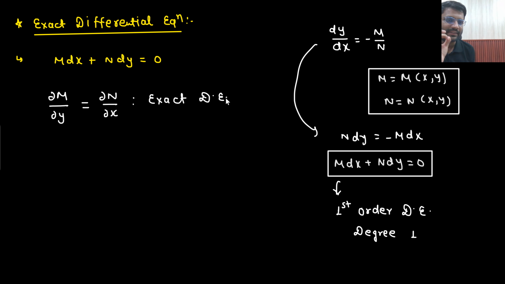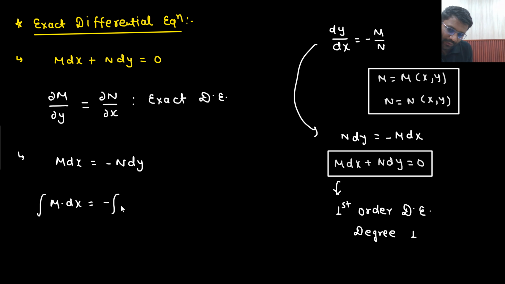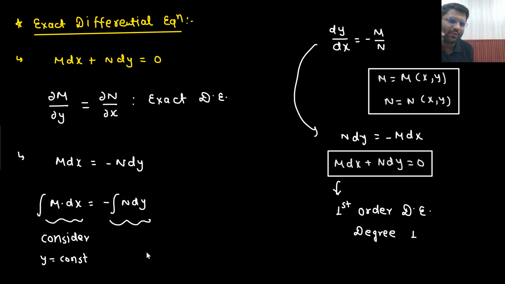If it is exact, then how will you solve it? This is how I will solve it. From here I can write m dx equals minus n dy. When you are solving this, on both sides you will do the integration. When you are solving this particular part, you will consider y as constant. You are integrating with respect to x. So consider y as constant.